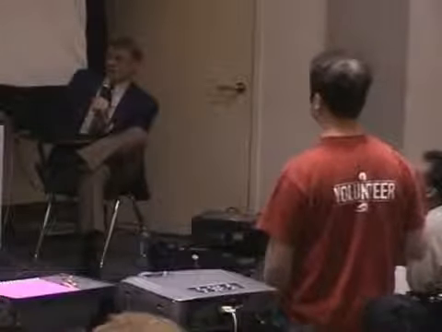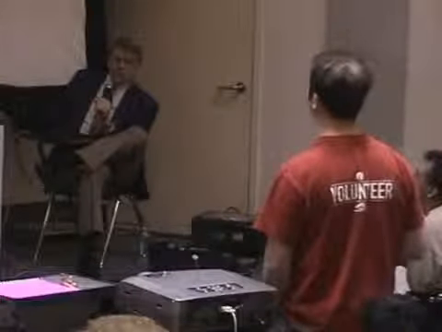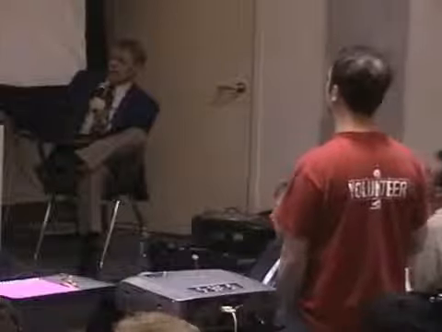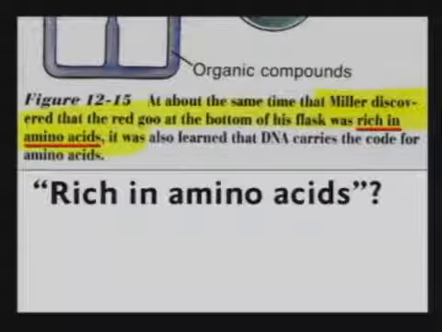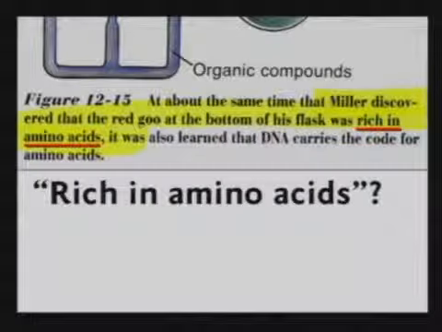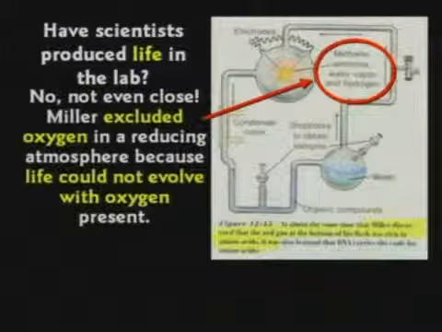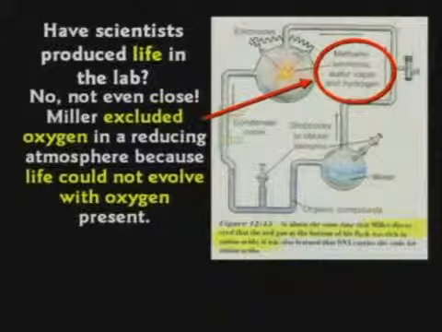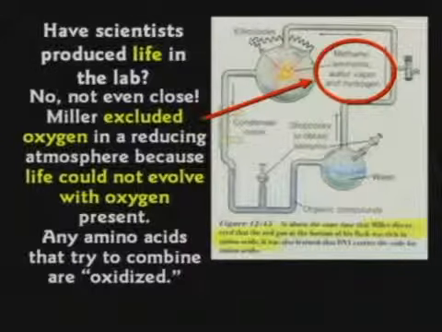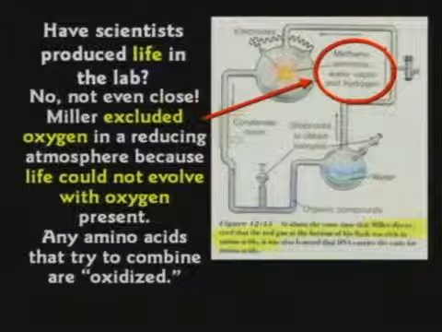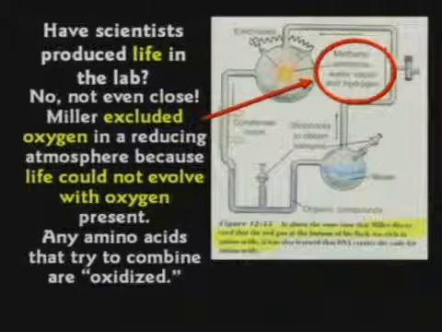They use methane, ammonia, water vapor, and hydrogen in this experiment, purposely excluding oxygen. And I'll explain why. This textbook says he discovered the bottom of the flask had a red goo that was rich in amino acids. Well, they didn't come close to making life. He excluded oxygen because he knew if there was any oxygen, it would oxidize whatever was created. The problem is, you can't get life to evolve with oxygen. It's going to oxidize, it's going to break it back down. Now, amino acids that try to combine are going to oxidize.